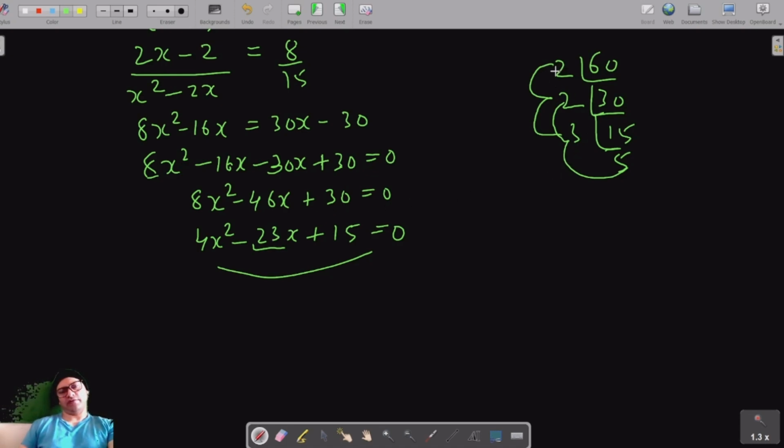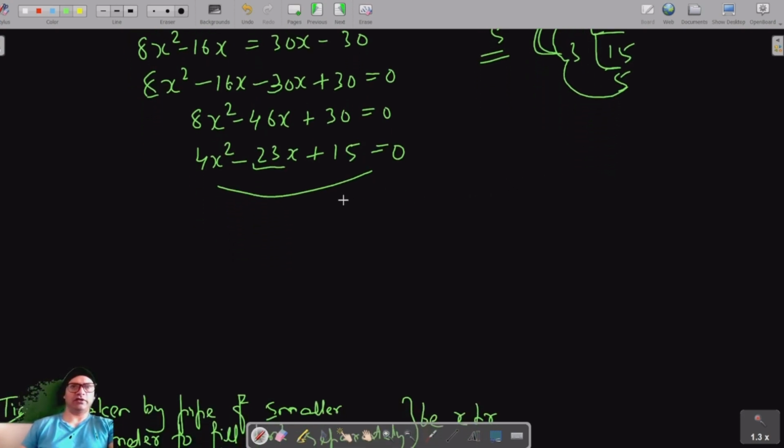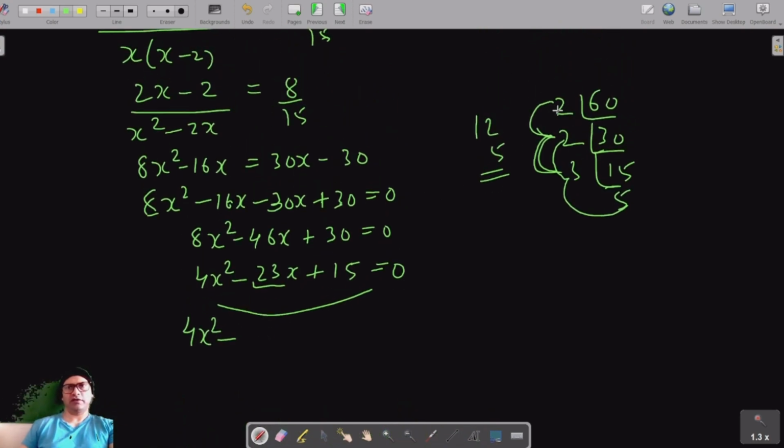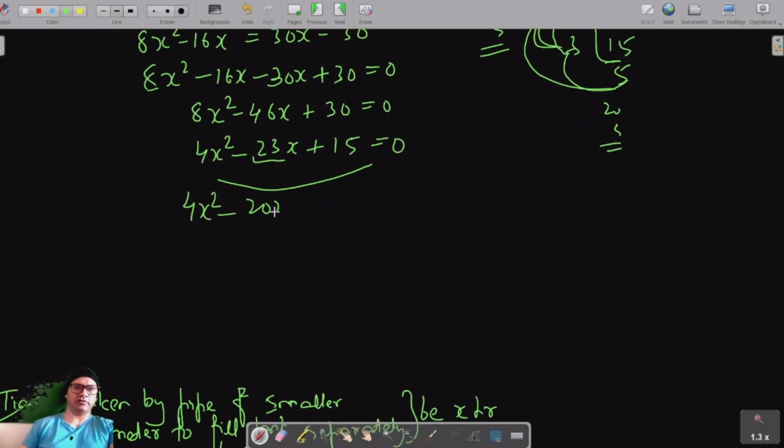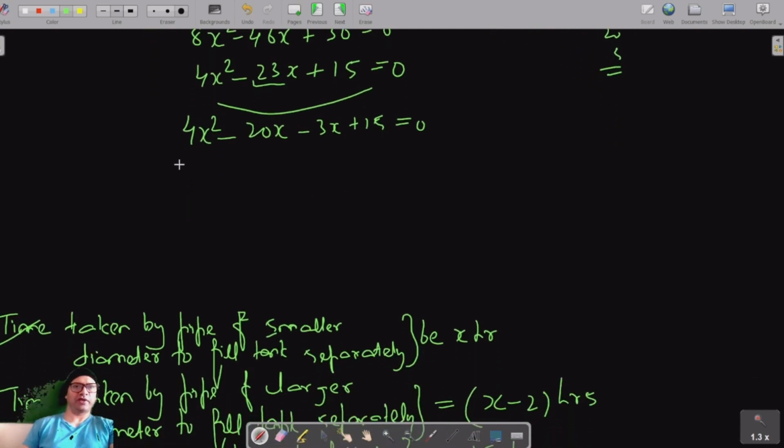So the factors should be 2 to the 4, 4 to the 12, and 5. So it's 2 to the 4, 5 to the 20, and 3. So I can write it as 4x squared. This is 2 to the 4, 4, 5 that is 20, and 3. So the factors are 20 and 3. So this is 20x minus 3x plus 15 is equal to 0.